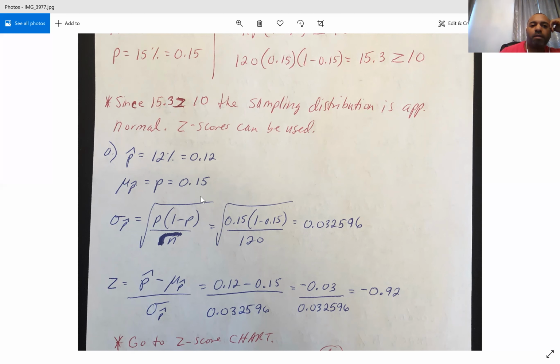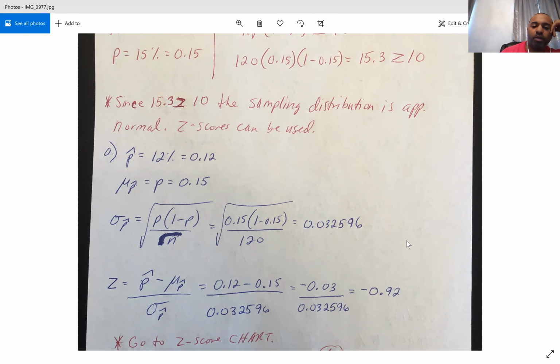So now we have our X, we have our mean and our standard deviation right here. And remember I said we could use our z-scores, which is how we would do it. This is how we would set it up. Our X is our P hat. The mean of our sampling distribution or sampling proportion is this 0.15. Standard deviation of our sampling proportion is 0.032596. And that gives us negative 0.92.